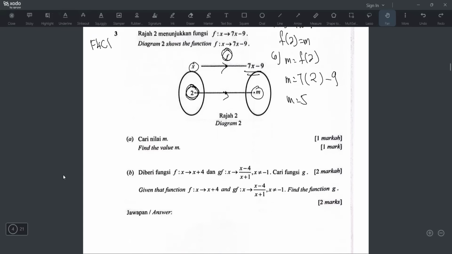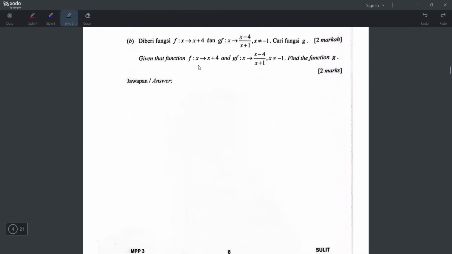Okay, let's do b. Given that function f(x) is x plus 4, okay, f(x) equals x plus 4. Next one, g, okay, this is a composite function. So usually for composite, I'll use a big bracket like that. gf(x) equals x minus 4 over x plus 1. And they say x cannot equal negative 1. Okay, this is the undefined case for this function right here. Because when x is negative 1, the denominator negative 1 plus 1 will be 0, and you can't divide by 0. That is why x cannot equal negative 1.